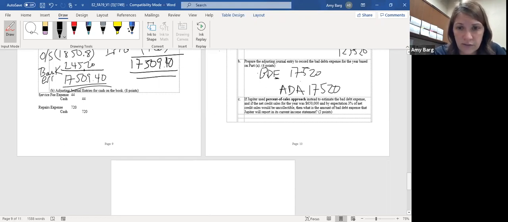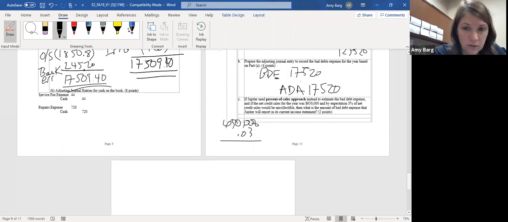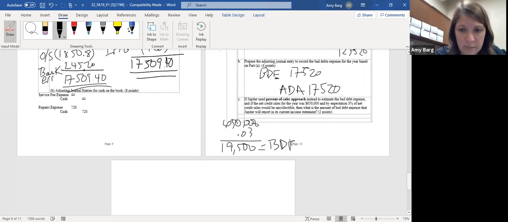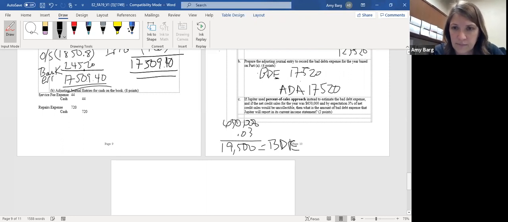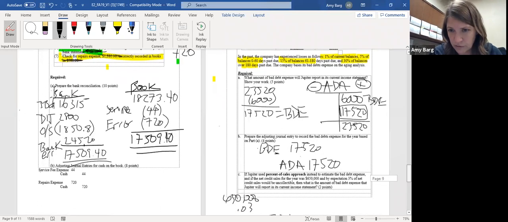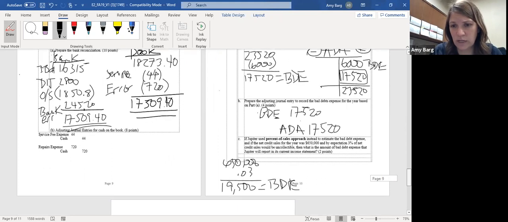So in order to solve this one, we just take the 650,000 and multiply it by the 0.03, because 3% of our credit sales we're not going to collect. So the answer is 19,500, and that is your bad debt expense. So whereas before we found the 23,520, had to subtract, and we got the bad debt expense of 17,520.